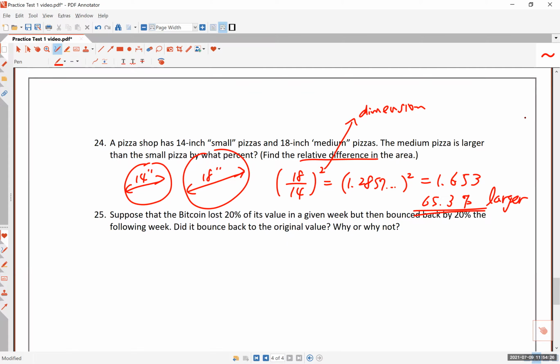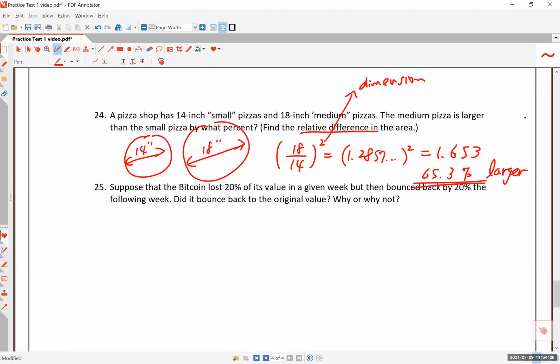Okay, so make sure you know how to calculate this. You square the ratio in order to find the ratio of the area. You cube it if this was a solid, something that is like a ball or a cube, and you were trying to find the difference in the volume. The relative difference in volume would be found when you cube the ratio.